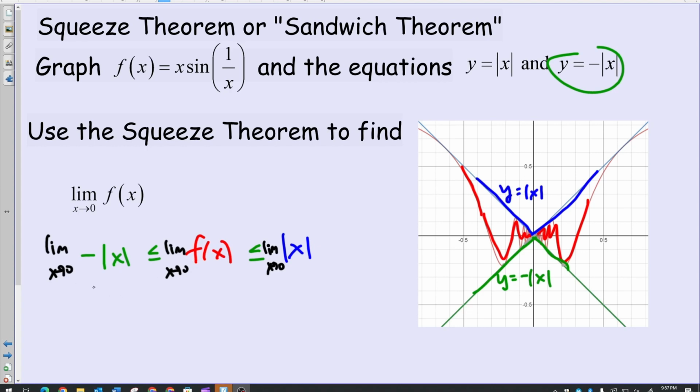There has to be an answer though, it can't be D and E. So if I plug in 0 here, I'll get negative absolute value of 0, which is negative 0, which is really just 0. And then on the right side, on the upper bound here, if I plug in 0, I'll get the absolute value of 0, and that is really just 0. So if this answer here is 0, and this answer here is 0, then what we know is this middle answer, because of the squeeze theorem, is also 0.